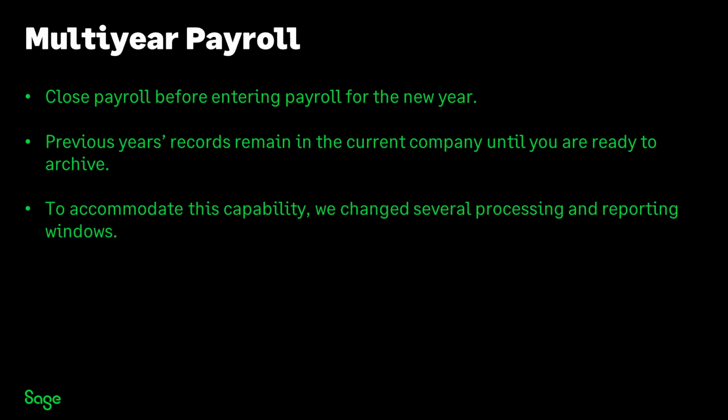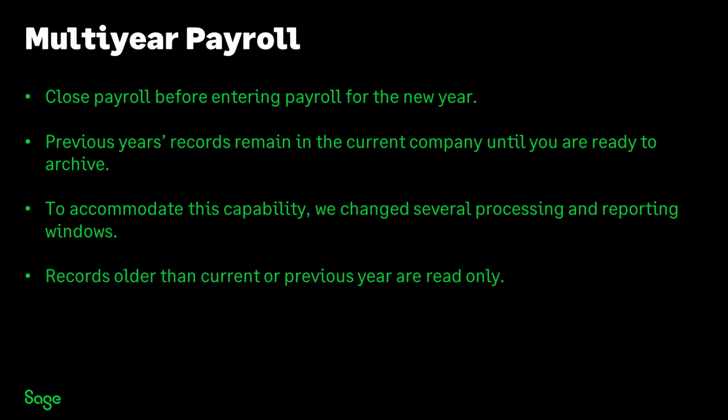Some reports have an additional selection box for prior year. Selecting prior year generates the report for the immediately preceding year. If you don't select Include Prior Years, the report selects information only from the current year. Although payroll records from previous years can now coexist in your database with current payroll, records older than the immediately preceding payroll year are read-only.